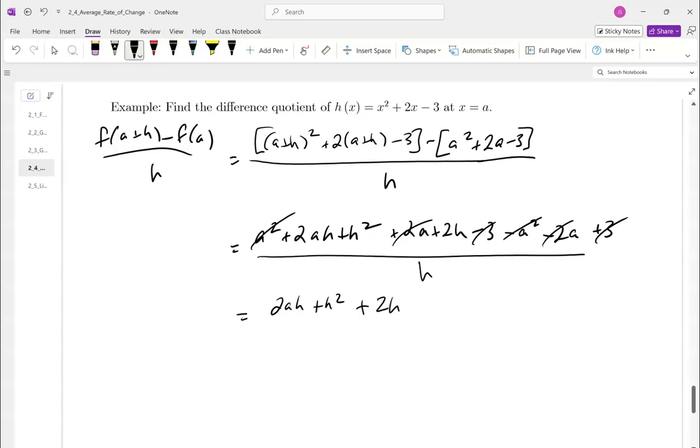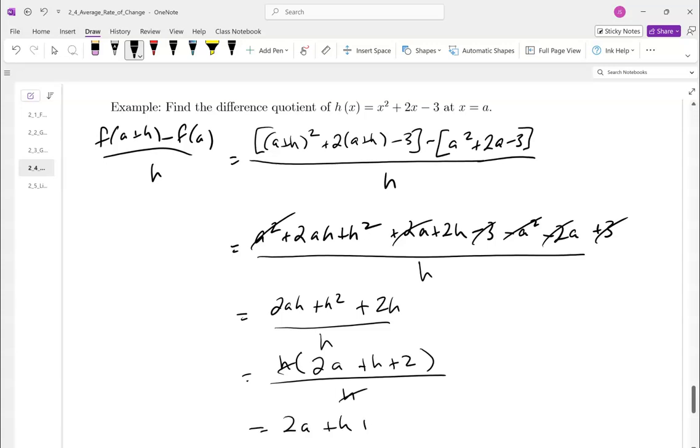So we have 2ah plus h squared plus 2h all over h. Can I factor out an h now? Yeah, what are you left with after you factor out an h? Good. 2a plus h plus 2 all over h. And this gets us to where we were trying to get to, right? This gets us to the promised land. We were trying to cancel out the h. Can I do it now? Yeah. So we get 2a plus h plus 2, and again, provided your h is not 0.